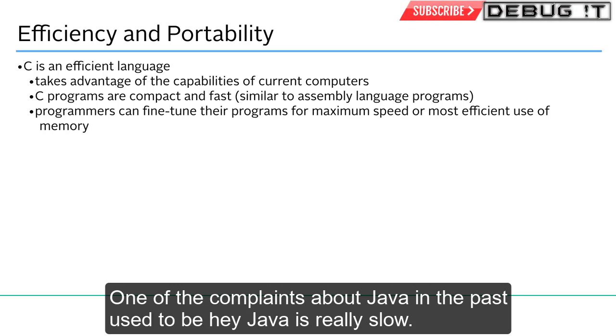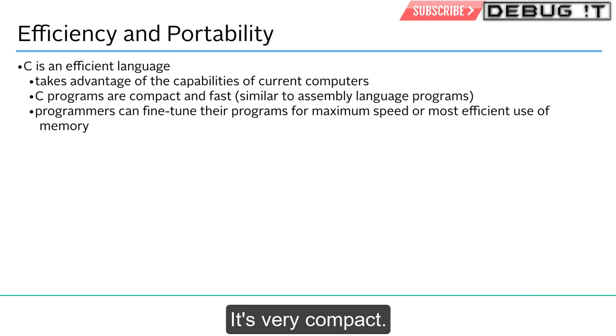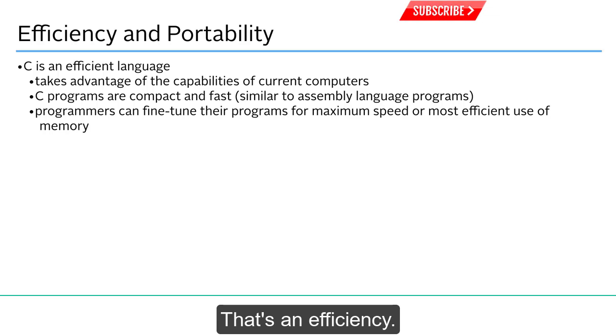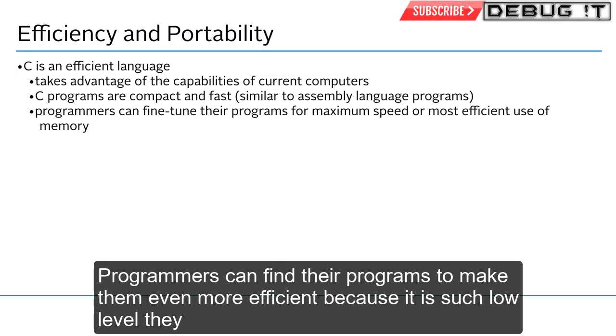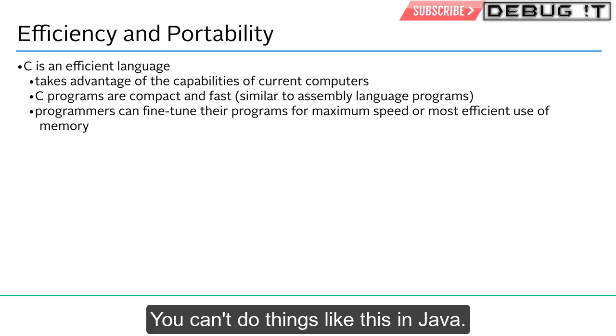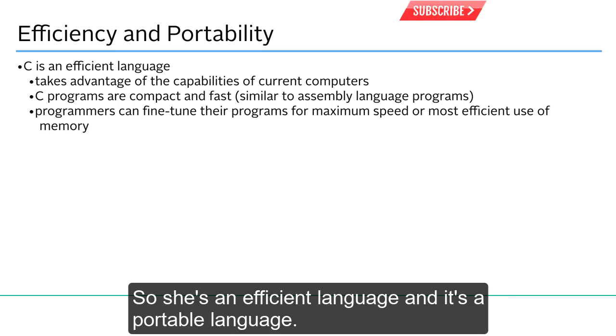One of the complaints about Java in the past used to be, hey, Java's really slow. Well, you don't have this problem with C. When you write a program in C, it runs fast and it's very compact. So that's a language feature, that's an efficiency. Programmers can fine-tune their programs to make them even more efficient because it is such a low-level language. They can make more efficient use of memory. You can't do things like this in Java. Java has its own garbage collector and you can't manipulate the memory to be more efficient. So C is an efficient language.